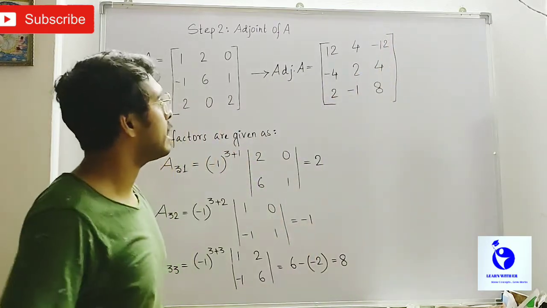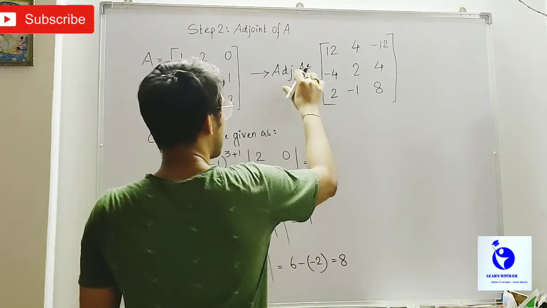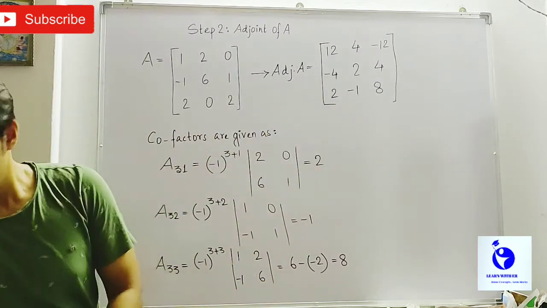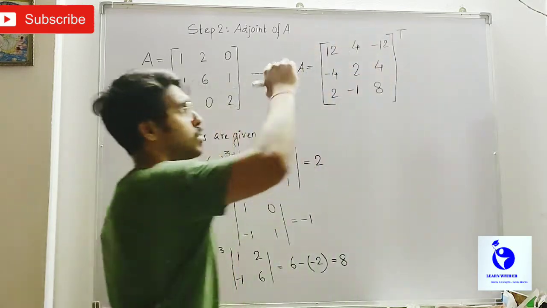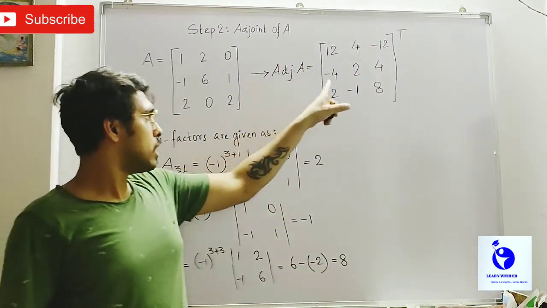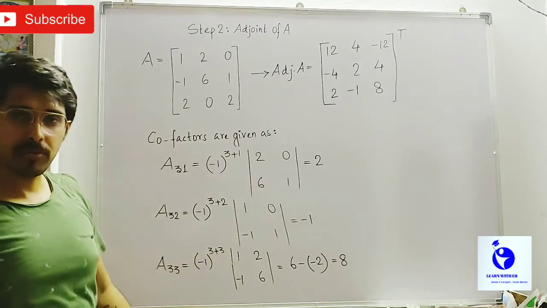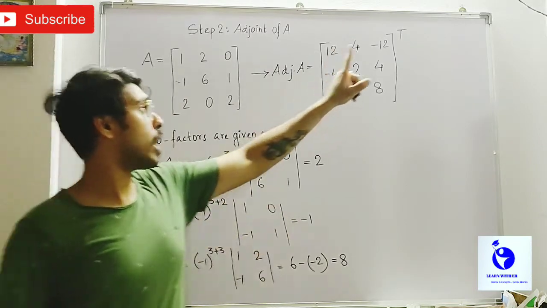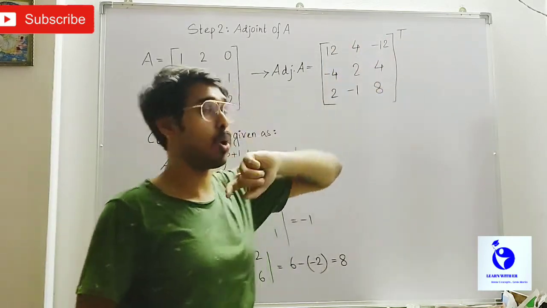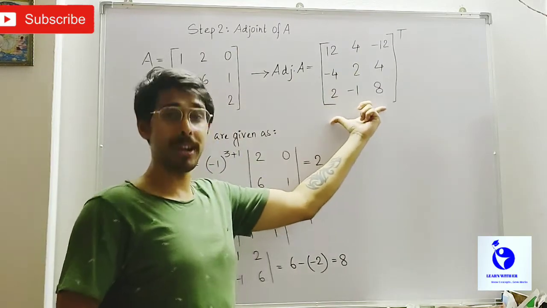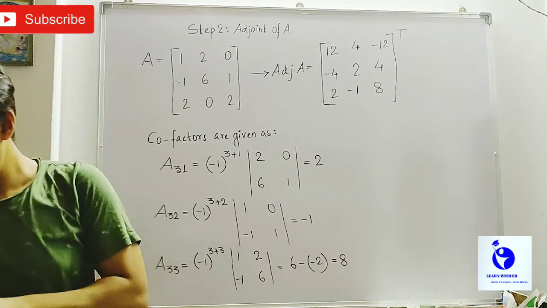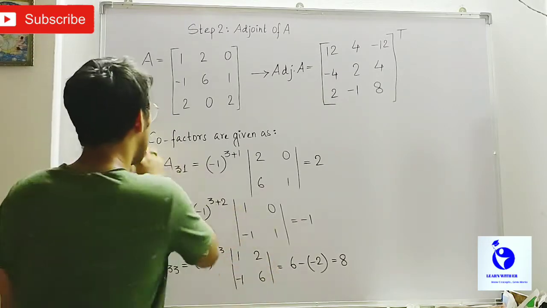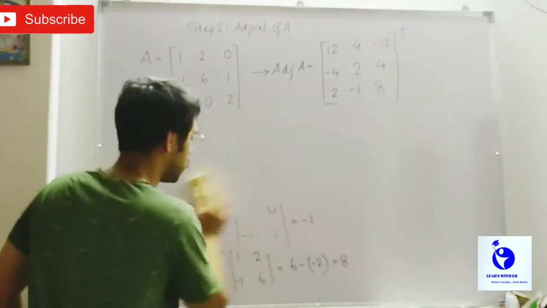So this is not actually the adjoint of A, to be honest. There is one more step that is remaining. For the adjoint of A, we need to do the transpose. So we have found out the cofactors for the adjoint of A. Now we are going to do the transpose of this newly formed matrix to finally get the adjoint of A. So after transposing, now what is transpose?